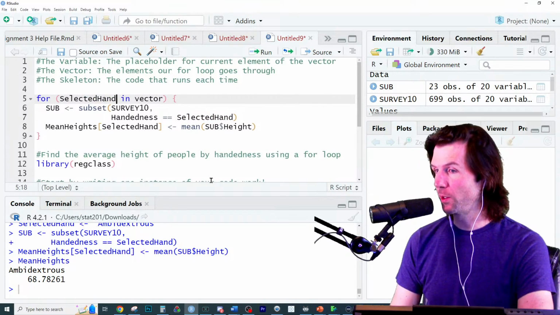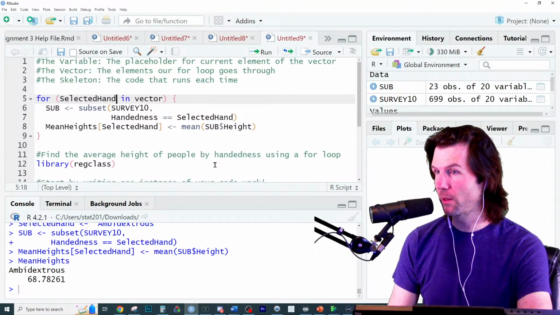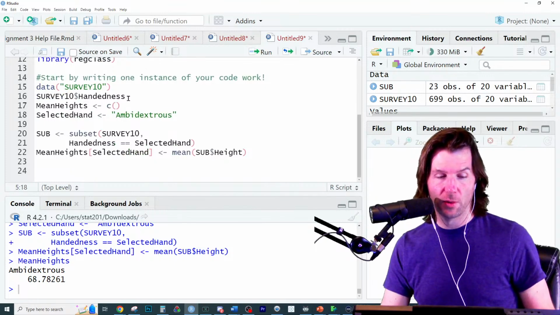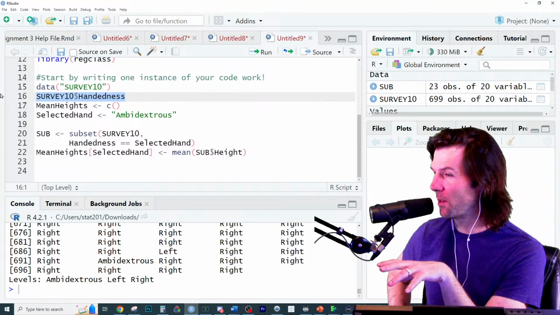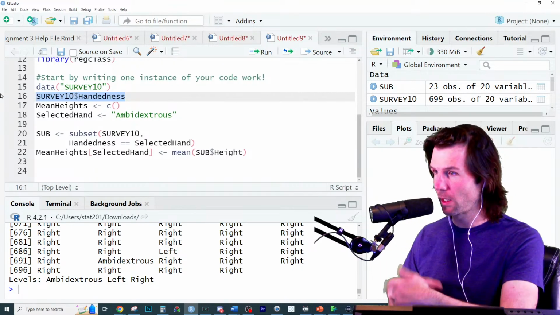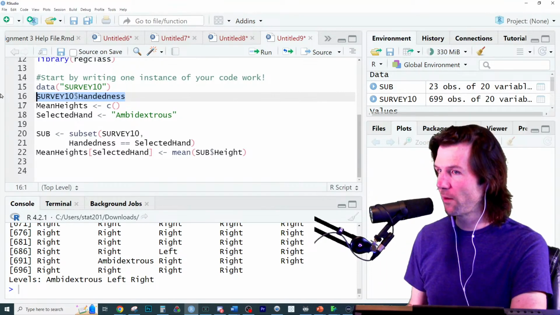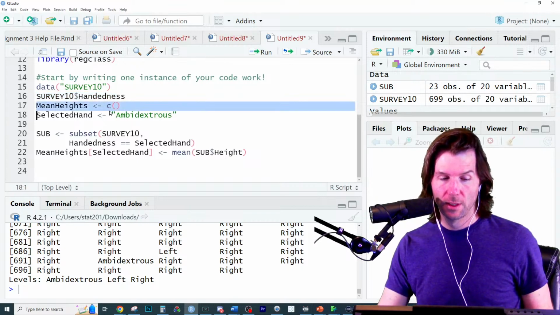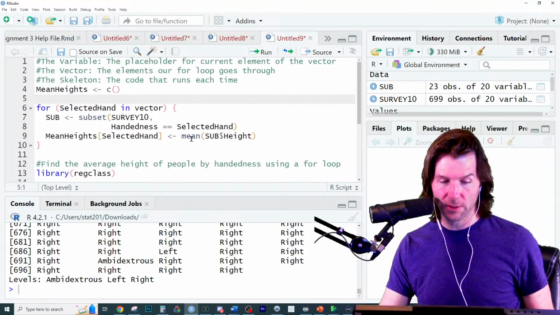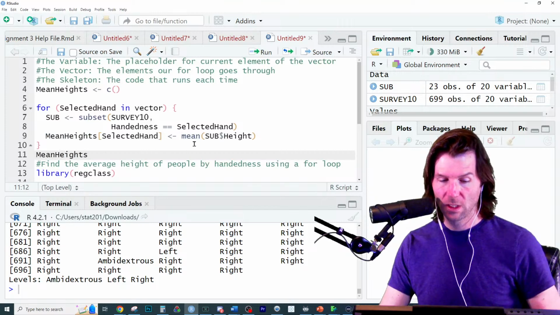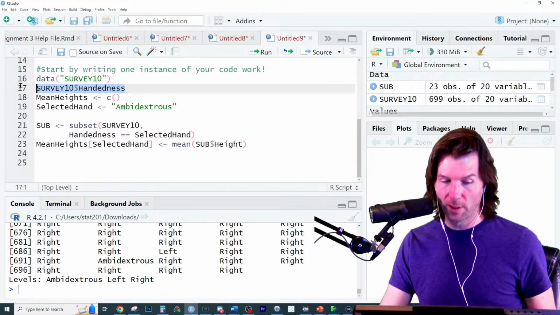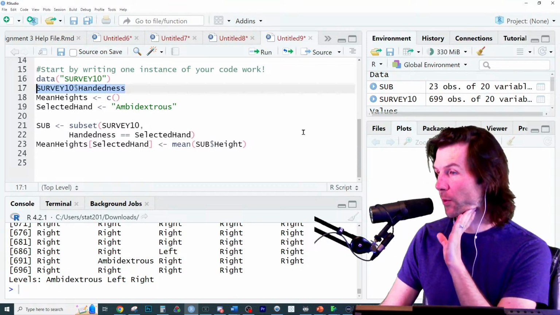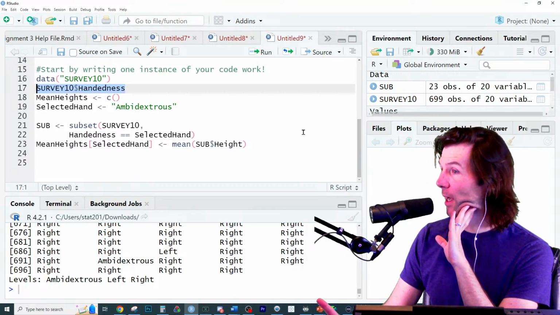And then what vector will it go through? It'll go through the something of handedness. So what should we grab that it'll go through? Remember, I was doing it down below. So what should that vector go through every time the for loop runs? Every time the for loop runs, it will need to go through the what's of handedness. Well, not the heights.